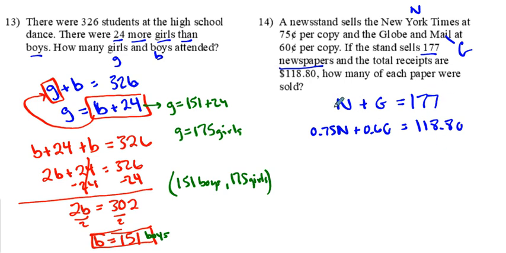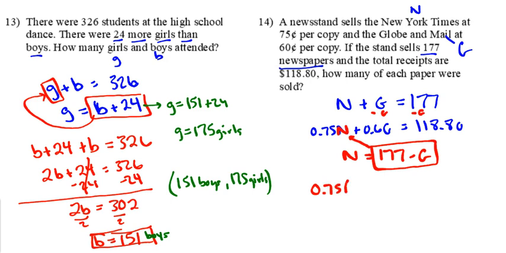We can go several ways with this. We can multiply the top equation by 0.75, but I think the best solution for us is probably to use substitution. To do this, we're going to need to solve for either N or G. I'll just solve for N: subtract G from both sides, and I get this new equation, N equals 177 minus G. If I know what N is in terms of G, I can plug in to this equation here, and it becomes 0.75 times (177 minus G) plus 0.6G equals 118.8.